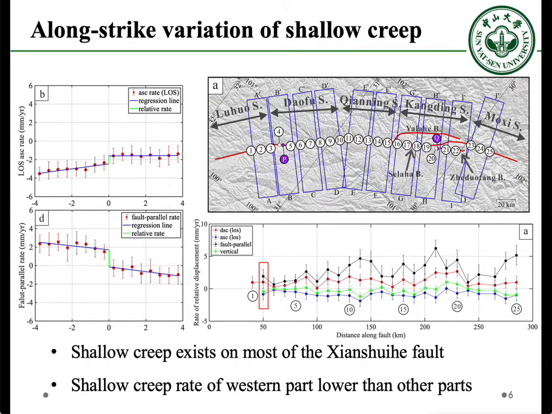In order to obtain the along-strike variation of shallow creep, we plotted a series of short swath profiles, 10 km wide and extending 4 km either side of the fault. We fitted a straight line across either side of the fault. The result shows that the surface creep is widely distributed along the entire fault. Shallow creep rate of the western part is lower than that of other parts.